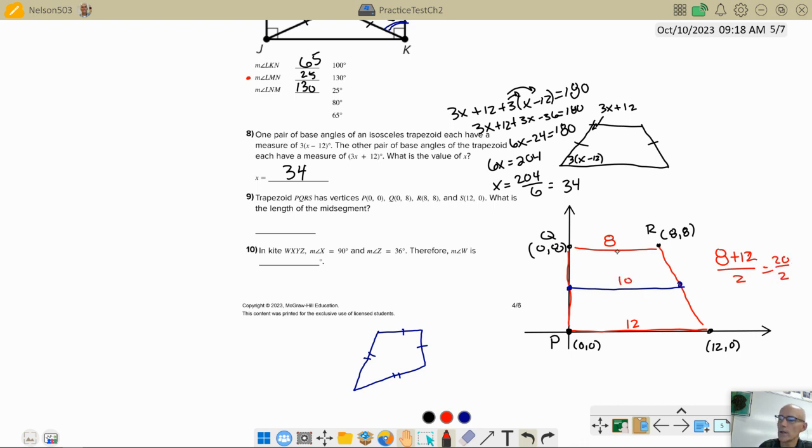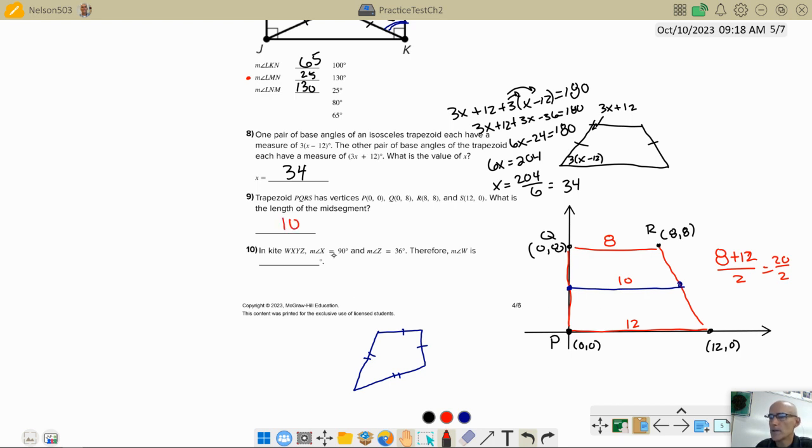Some people notice that, look, it goes up by 2 and it goes down by 2. It's an average of the two numbers. So if you can just look at how much it went up by, then you go down by that same amount if you knew what the mid segment was. So anyways, this one is 10.